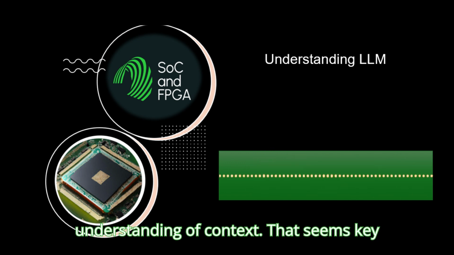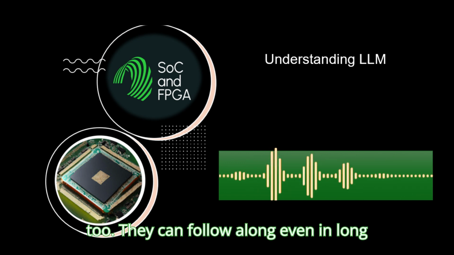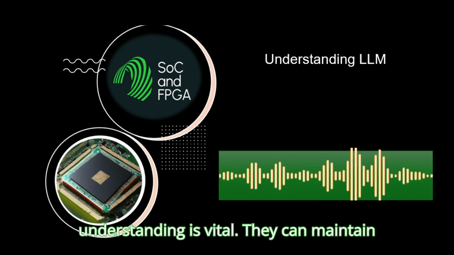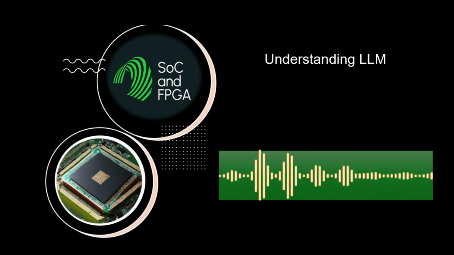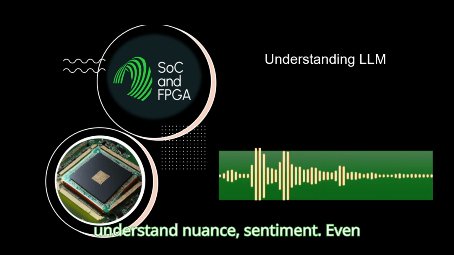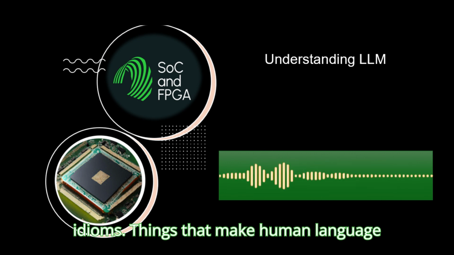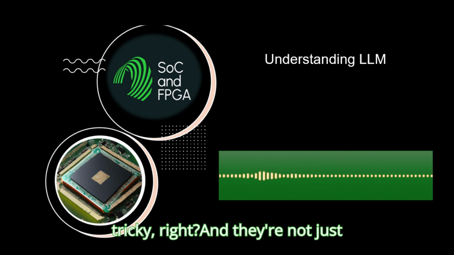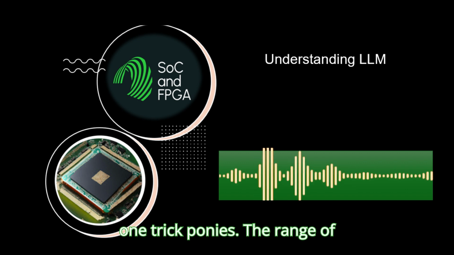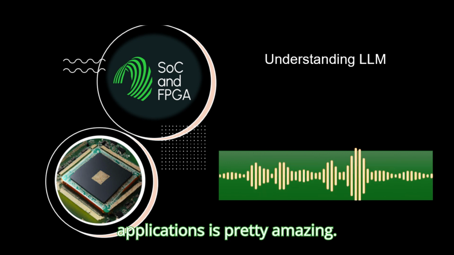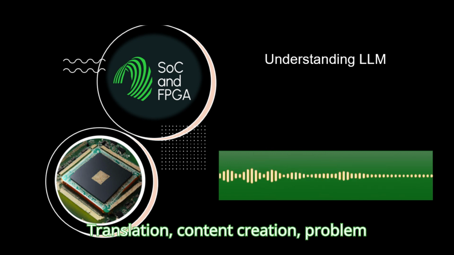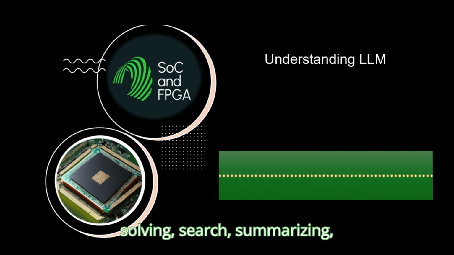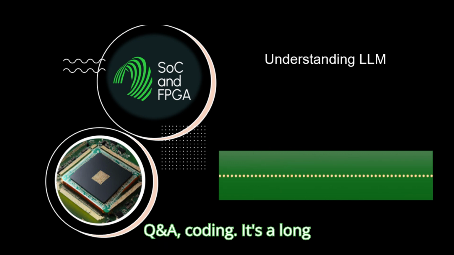And their understanding of context. That seems key too. They can follow along, even in long texts. Yes, their contextual understanding is vital. They can maintain coherence over extended passages, understand nuance, sentiment, even idioms. Things that make human language tricky. Right. And they're not just one-trick ponies. The range of applications is pretty amazing. Translation, content creation, problem-solving, search, summarizing, Q&A, coding.